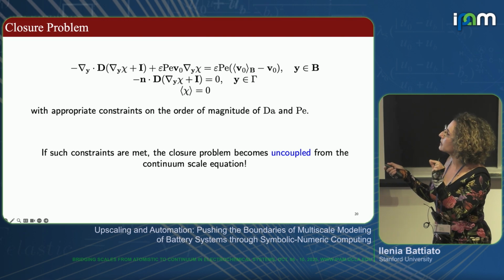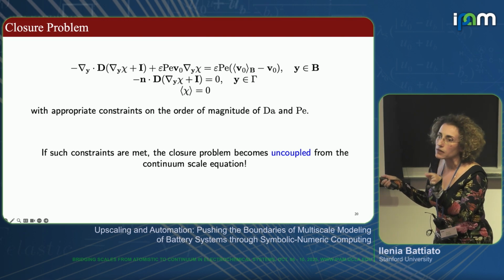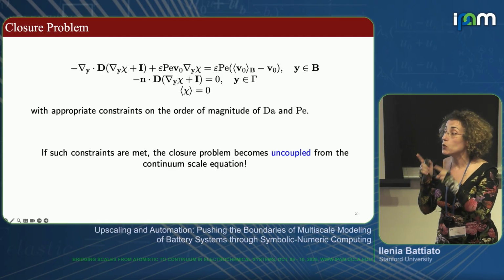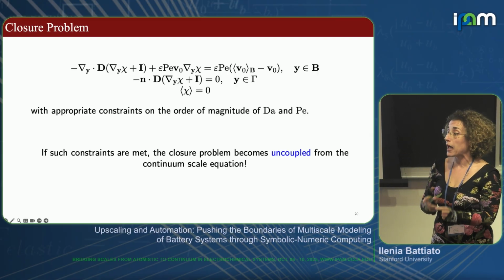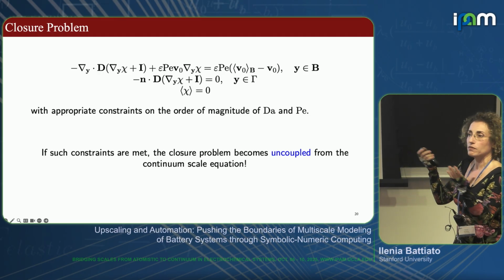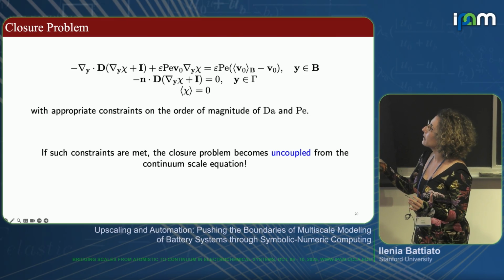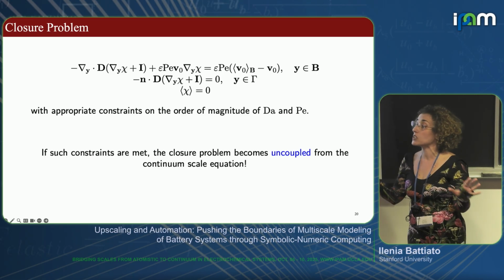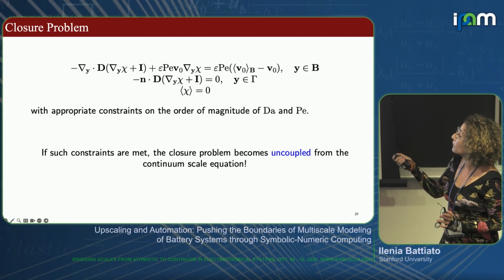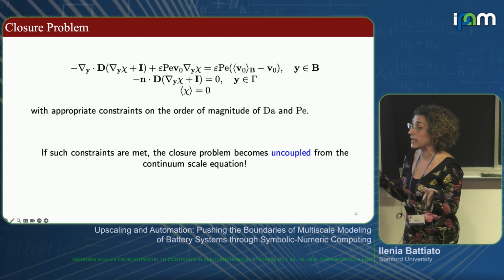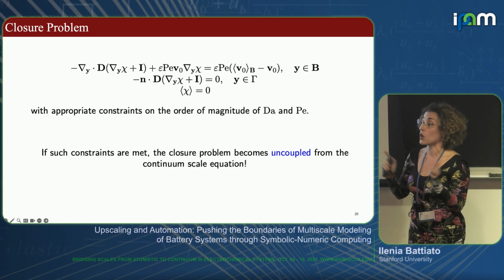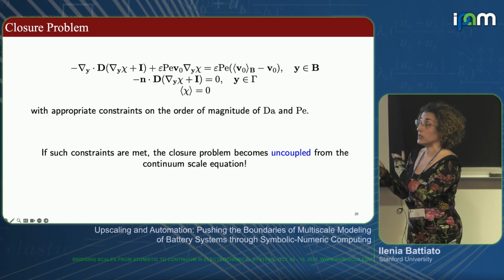The point is that this boundary value problem can be written in this way, completely decoupled from macroscopic quantities, only when appropriate conditions on the order of magnitude of Peclet and Damköhler are satisfied. So if Peclet and Damköhler have certain orders of magnitude, then the closure variable does not depend on macroscopic quantities and I can separate scales. But if these conditions are not satisfied, effectively I cannot separate scales and my closure variable is dependent upon macroscopic quantities. So essentially I cannot separate scales with this model.